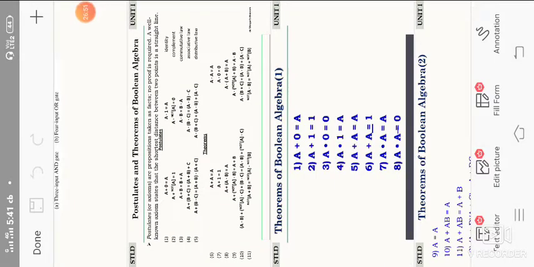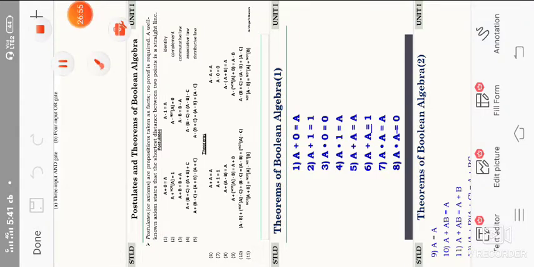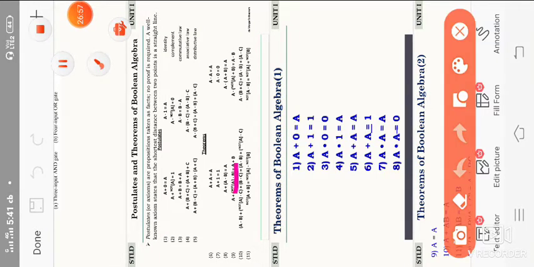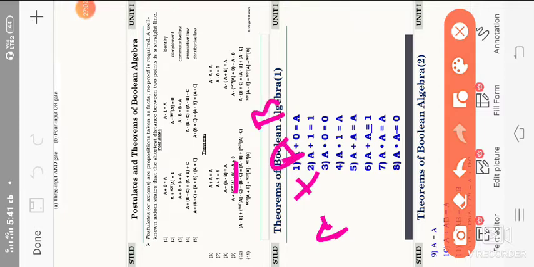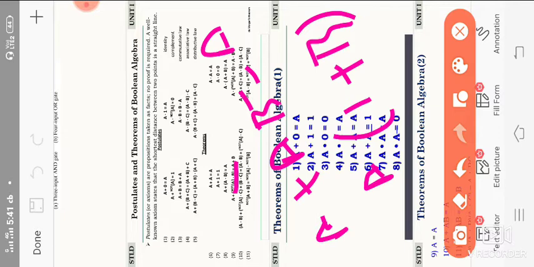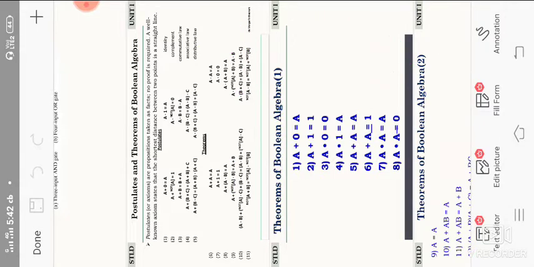We have observed this law, A plus AB equal to A. So that means we take A common, that means A into 1 plus B. Already I told you 1 plus something equal to 1. So that is A into 1. Finally we are getting A. In the same manner we are solving the next.